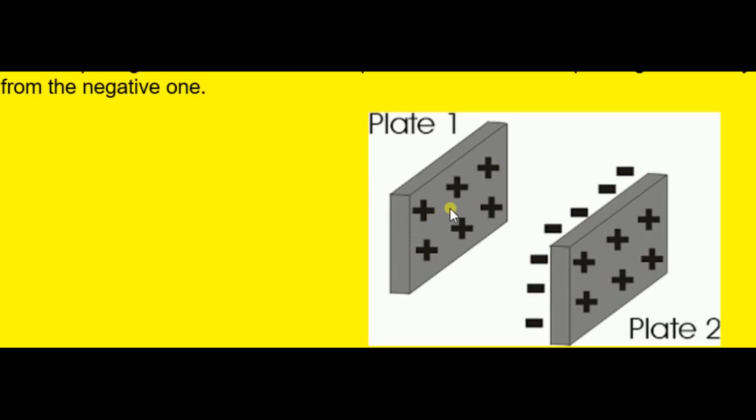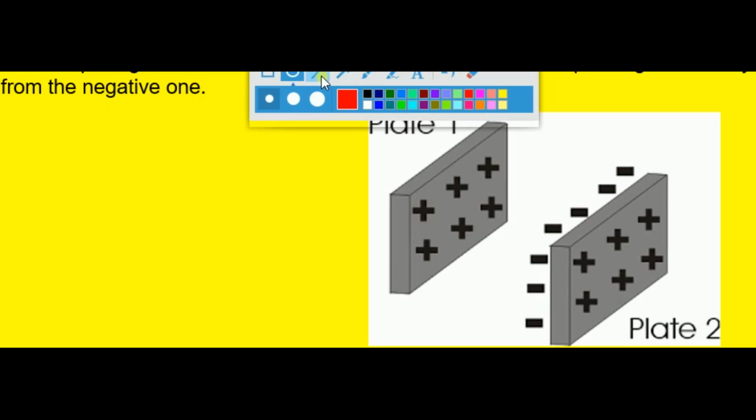Suppose at some intermediate stage of charging, the charge on the positive plate is Q, so that the potential difference is Q upon C. Here the charge is Q, and here it is minus Q.